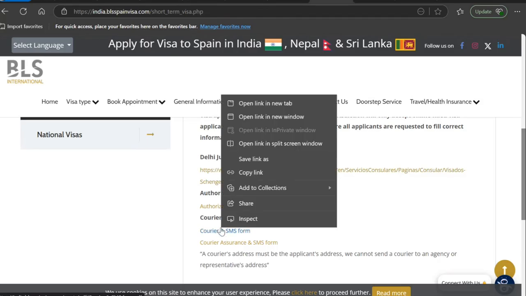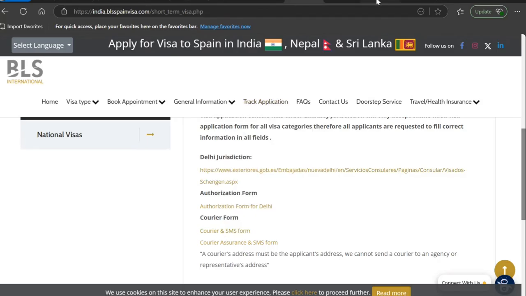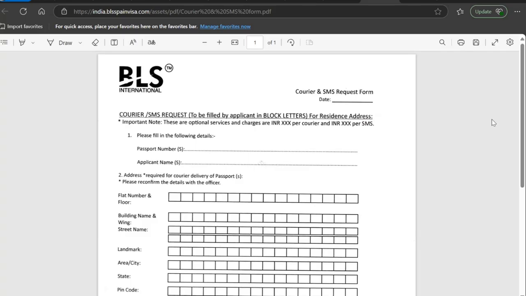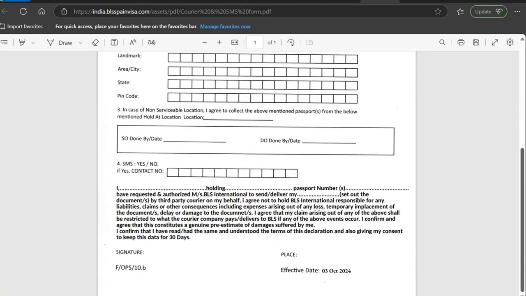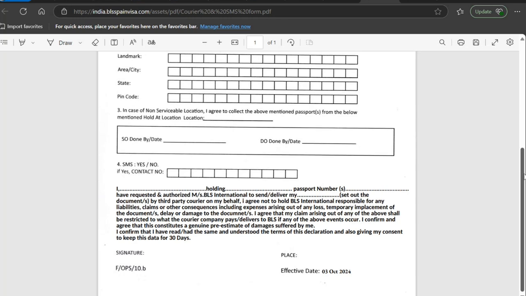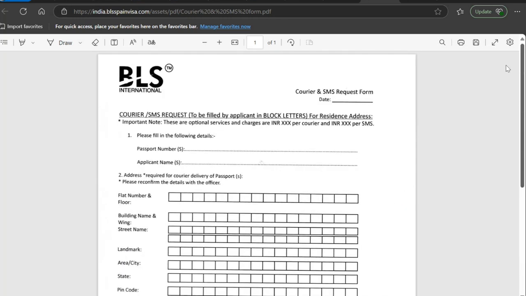Courier and SMS form, to fill in block letters for residence address. Okay. Send and deliver on my behalf. Okay. So if you want to get it through the courier, you can do this. Especially those who live outstation, they can do this. Okay. But yeah, there'll be a fee. This is an optional service, courier and SMS. If you don't want to pick up from there, it's all up to you.